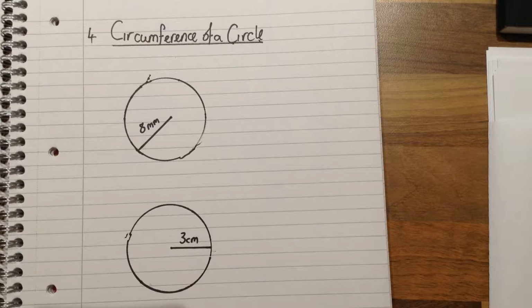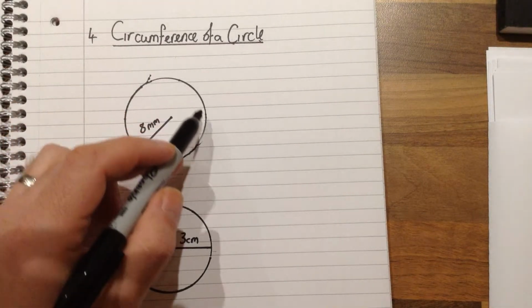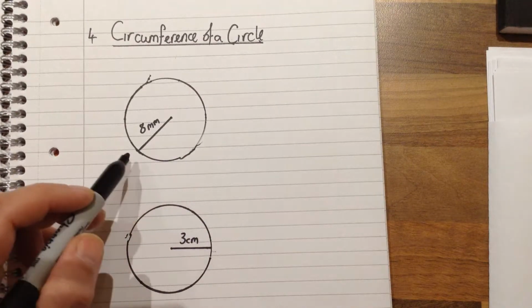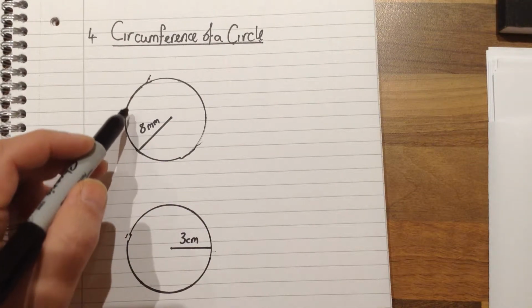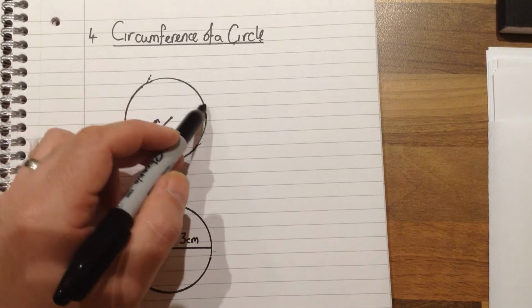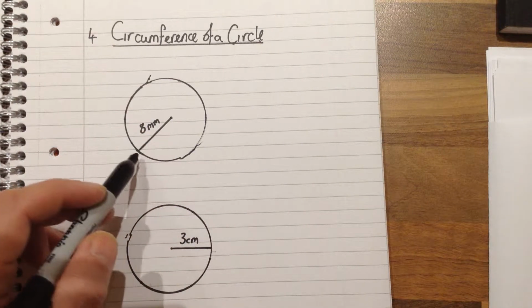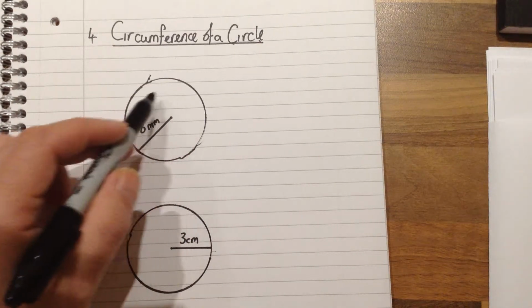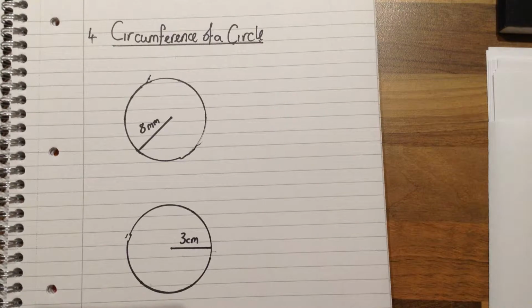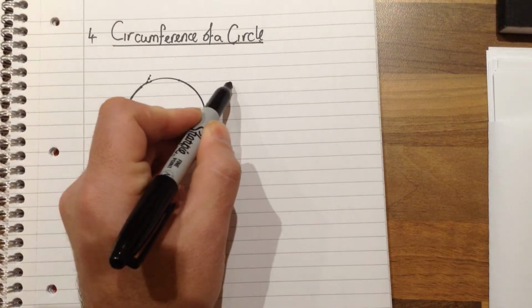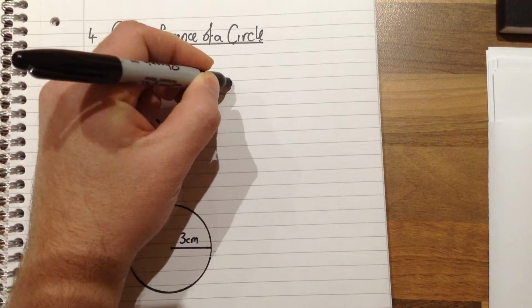The circumference of a circle is the distance around its edge. So if I were to start here and go all the way around the edge of this circle, that distance, the distance I've gone round there, is known as the circumference. Just like with all the area stuff that we've been doing, the circumference also has its own formula. If you could copy this into your books for the first one.